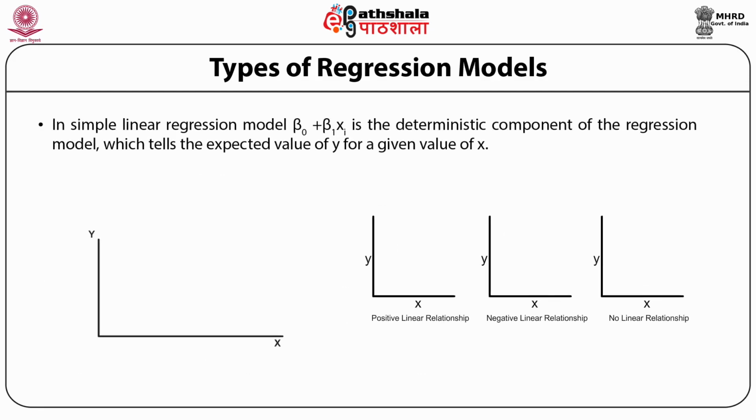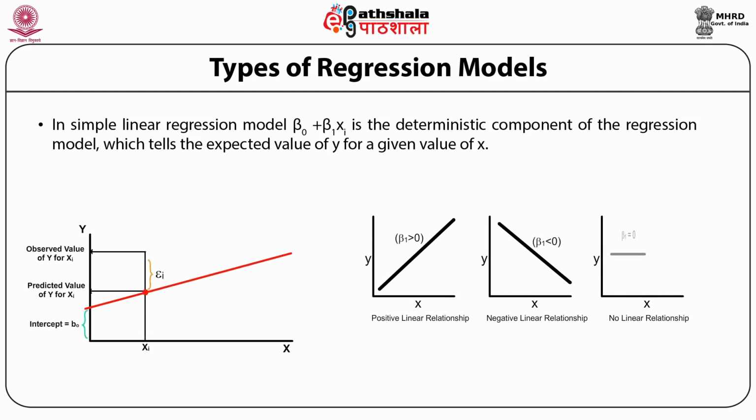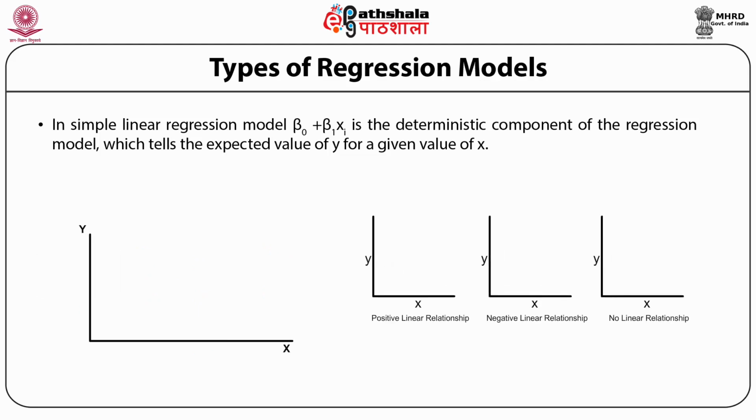In simple regression model, beta naught plus beta 1 xi is the deterministic component of the regression model, which tells the expected value of y for a given value of x. What does it mean? That if we know the value of x, we will be putting this value in the equation and we will be able to predict the value of y for that corresponding value of x.